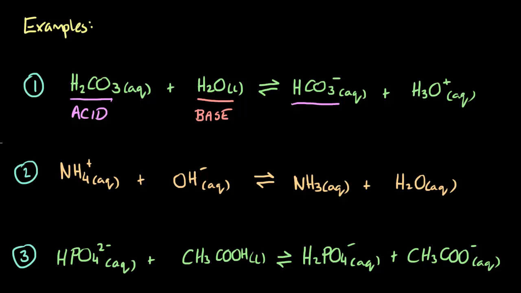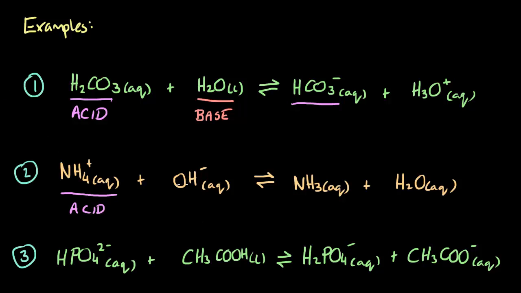Alright, our next equation, we start off with ammonium ion, which is NH4+. This ammonium ion reacts with hydroxide ion. The ammonium goes from NH4+ to being NH3. It's lost a hydrogen atom, it's lost a positive charge. This means that this substance is a proton donor or an acid.